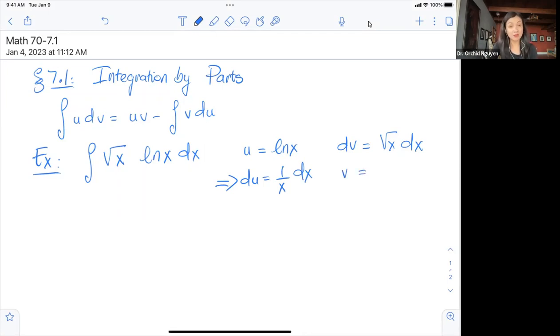And we want to get v as well. So you see right here, this one, if you want to rewrite, it should be x to the 1/2. So when you integrate, you should get 2/3 x to the 3/2. Then by the equation right here, we just plug it in.